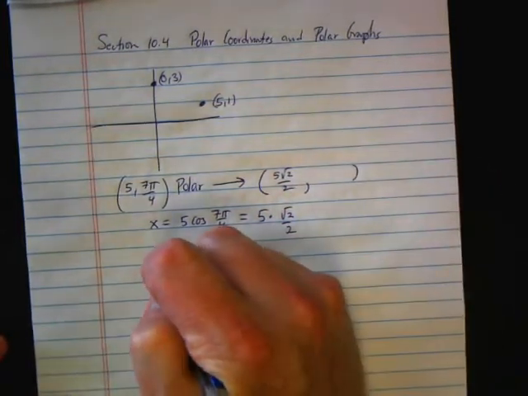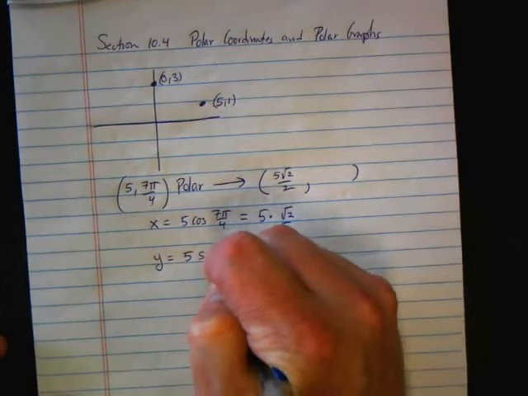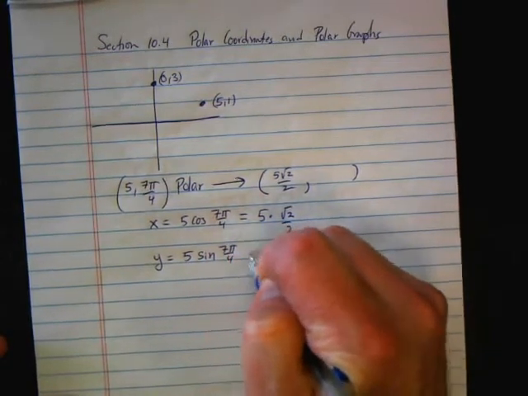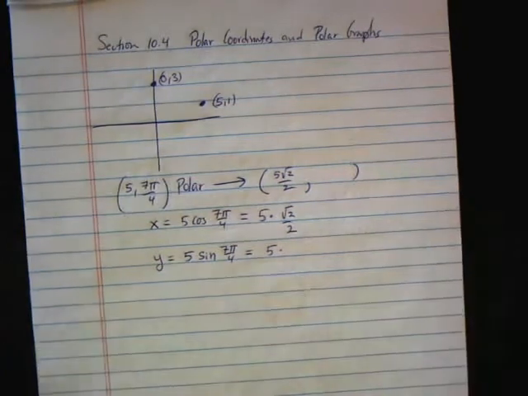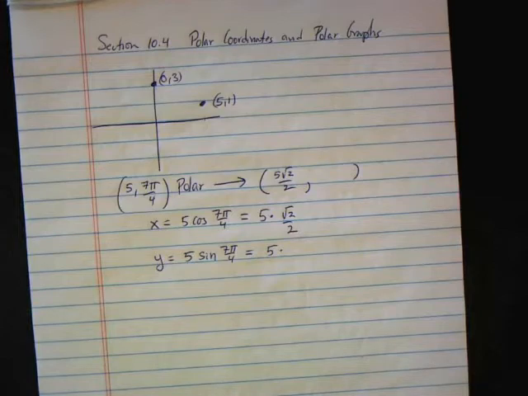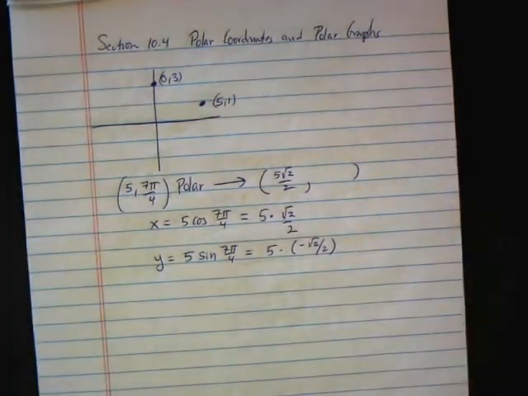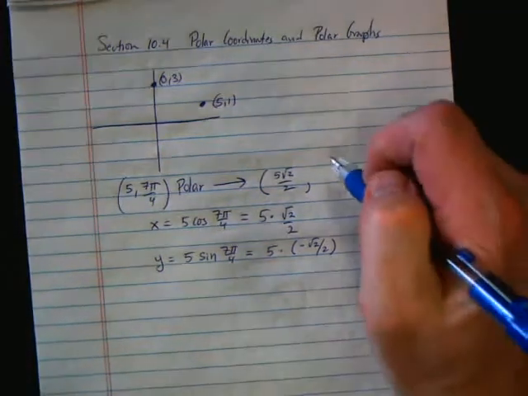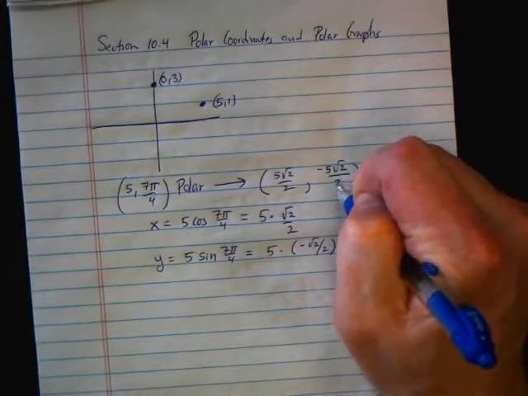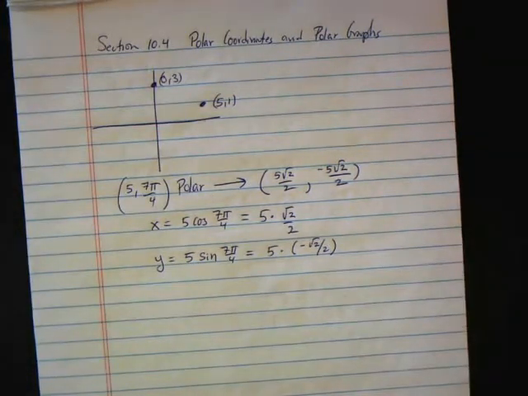And conversely, y would be 5 sine 7 pi over 4. That's going to be 5 times, what's the sine of 7 pi over 4? Negative root 2 over 2. Why negative? Because sine is negative in quadrant 4. So that's going to be negative 5 square root of 2 over 2. So the polar point 5 comma 7 pi over 4 is the same as the rectangular point 5 square root of 2 over 2, negative 5 square root of 2 over 2. Questions on that?